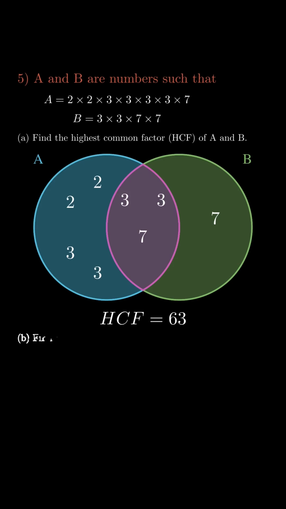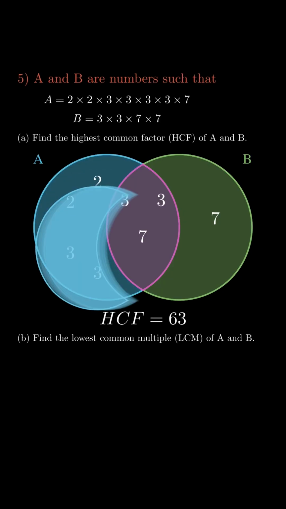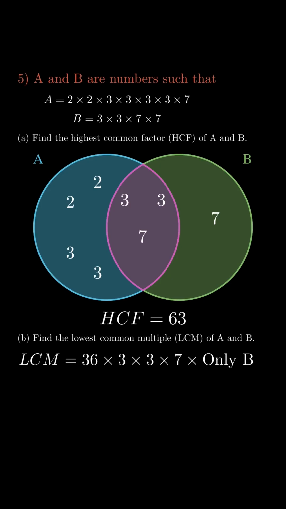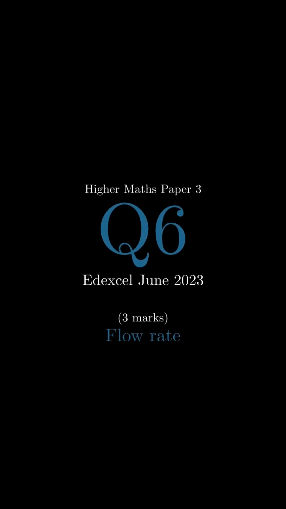Part B for 2 marks. Find the lowest common multiple. The lowest common multiple is all of the numbers in the Venn diagram. So we'll do the only A part times the intersection times the only B part. Only A is 36, the intersection is 63, and the only B part is 7, making the lowest common multiple 15,876.